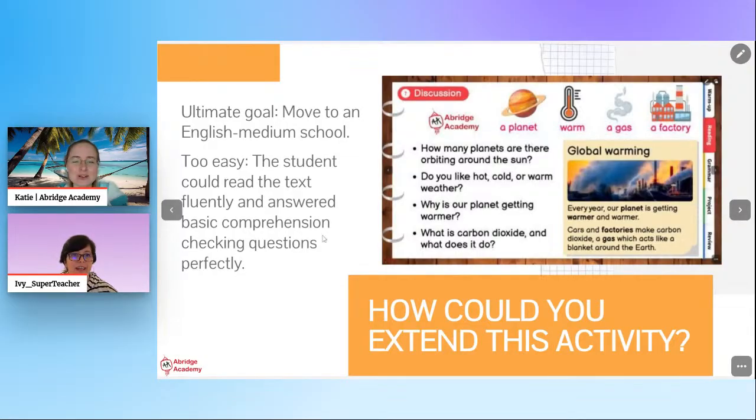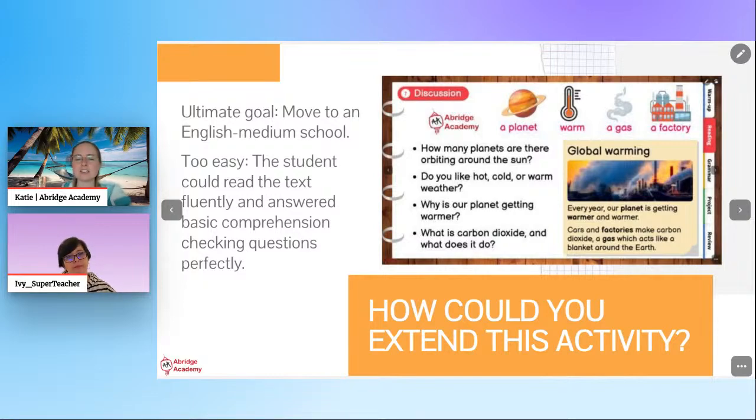How do we extend beyond this activity? The other thing I might suggest is some more project-based learning as well. So here we're talking about global warming. If the reading comprehension is too easy for them at this point, there were actually more slides of reading beyond this lesson.